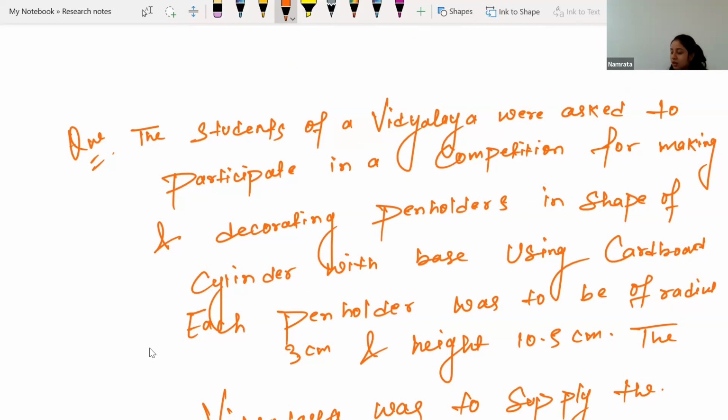How exactly does the pen holder look? It's in the shape of a cylinder. Let me draw it. Now if you have seen a pen holder, you can understand that the cylinder must have the base covered, but the top part will be open. From there we can put the pen, right? But the base has to be covered, because if it is open from the bottom, the pen will fall, right? So this is the shape of the pen holder.